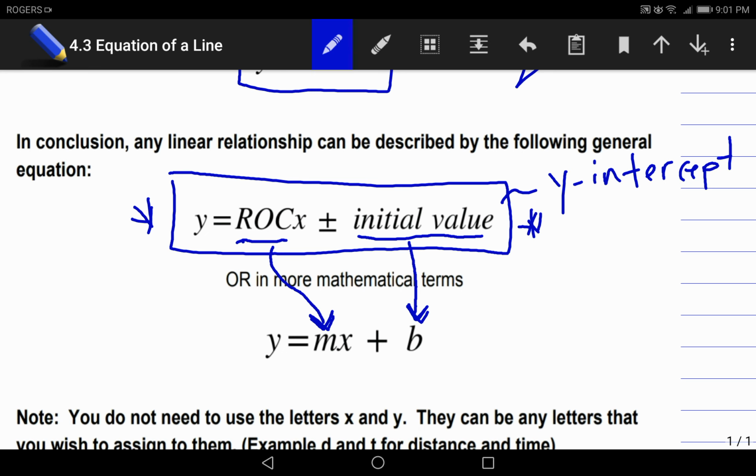Obviously, it's a little bit more efficient than writing out the term initial value or ROC, just using the letters m and b. So y equals mx plus b is the exact same as this, just using different letters. Okay, so this is like the official equation here. This is the official equation. We'll try to stick with this top equation just because it's a little bit easier to look at and know what to do, right? You see ROC and you know you have to find the slope. You see initial value, you know you have to look at the graph and find the y-intercept.